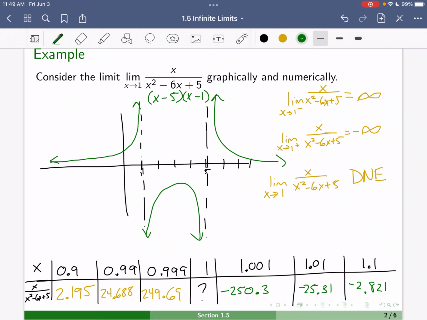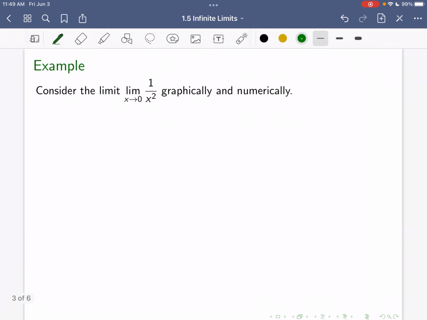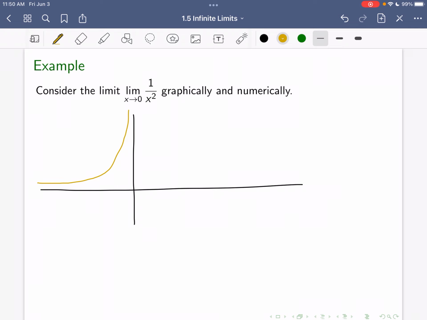Let's look at another example where we have something a little bit different that happens. In this example, we're going to take a look, both graphically and numerically, at the limit of 1 over x squared as x approaches 0. So this graph at 0 is going to have a problem. We can't do direct substitution. And this is what our graph looks like there.